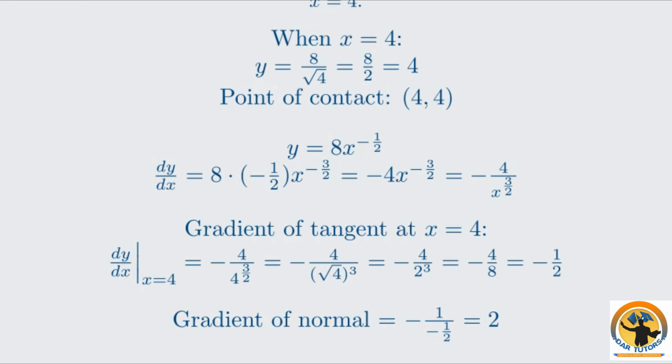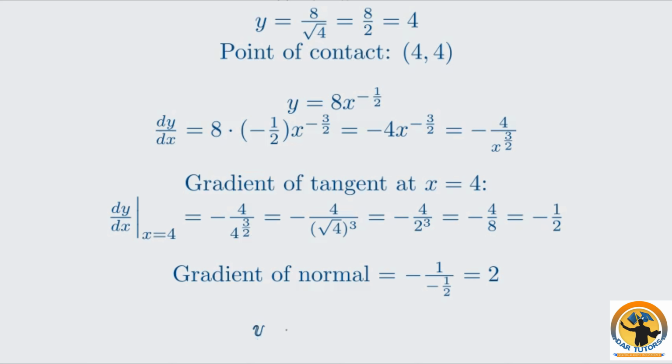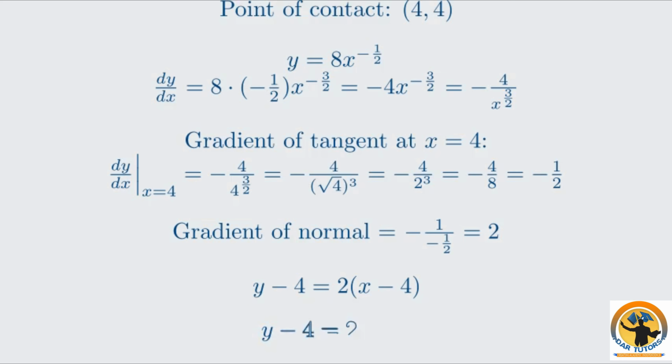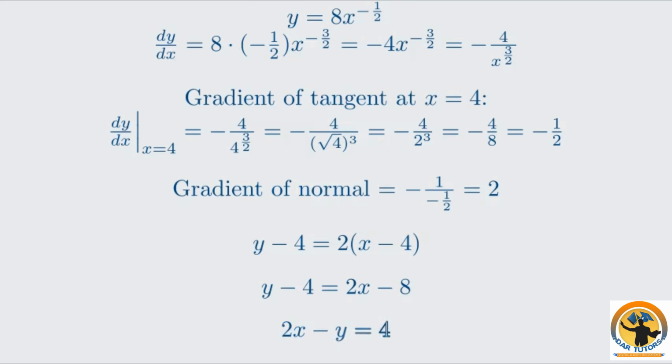We can now write the equation of the normal. Using the point-gradient form, y minus 4 equals 2 times the quantity x minus 4. Distributing the 2 gives y minus 4 equals 2x minus 8. Rearranging into the form ax plus by equals c, we get 2x minus y equals 4. This is the equation of the normal.